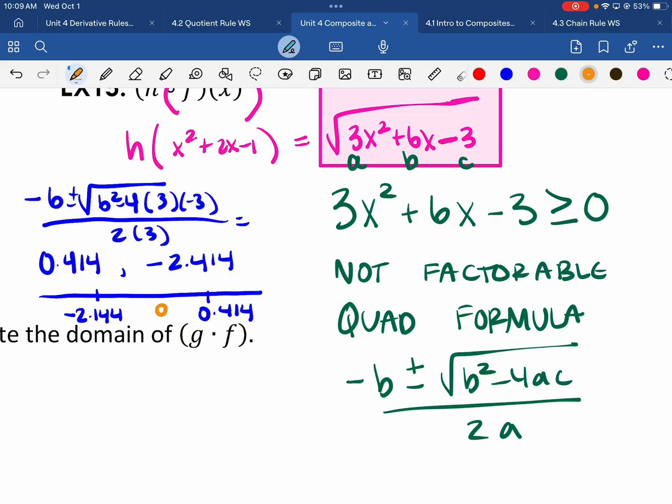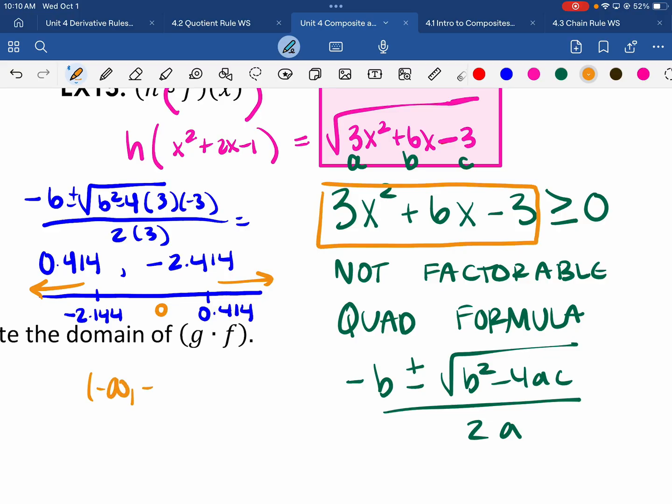And when you plug 0 into this guy right here, you get negative 3. Is negative 3 greater than 0? No. So which way should your arrows go? Outward. All right, not towards 0, outward. So my arrows would go this way. And so then your domain is going to go from negative infinity to negative 2.414, bracket, and then from 0.414 to infinity.